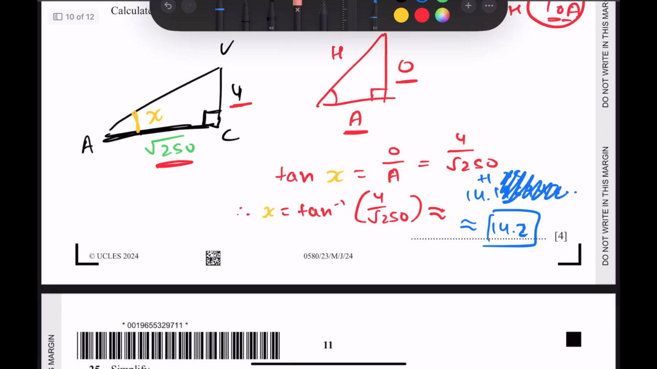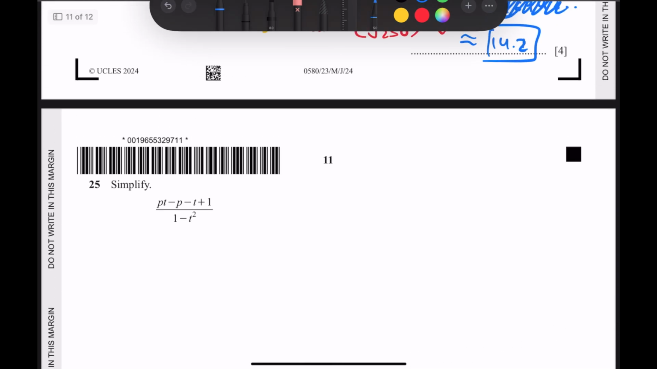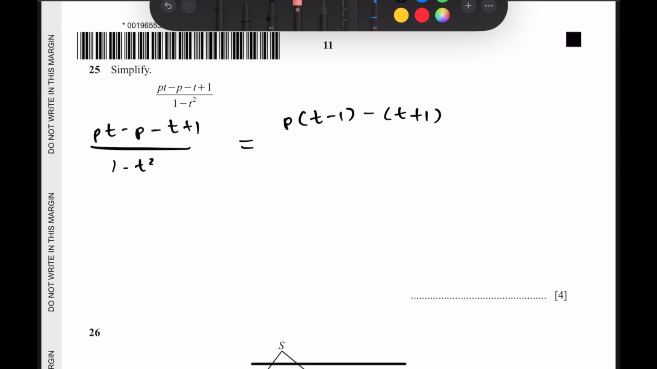So 14.2. Question 25 says to simplify pt minus p minus t plus 1 divided by 1 minus t squared. So if we rewrite this as pt minus p minus t plus 1 by 1 minus t squared. For the numerator, as you can see, pt minus p has a common factor of p. Therefore, we can rewrite this as p times t minus 1, since those are the terms that are left. If you remove p from both pt and from negative p, then on the other side we have negative t plus 1.